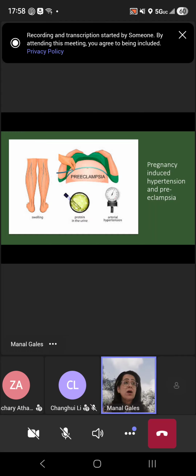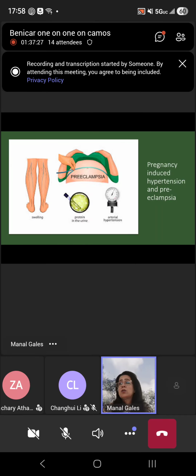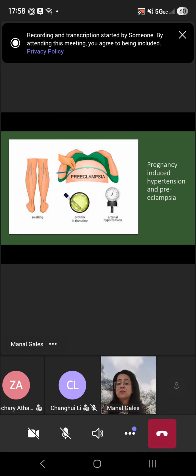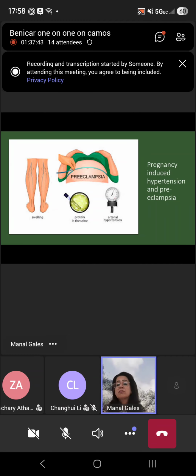It is not preeclampsia, right? Because there is no lower limb edema, no protein in urine, right? It's not PIH, not pregnancy-induced hypertension, because pregnancy-induced is the same as gestational. Good job, Justin. It is chronic hypertension.